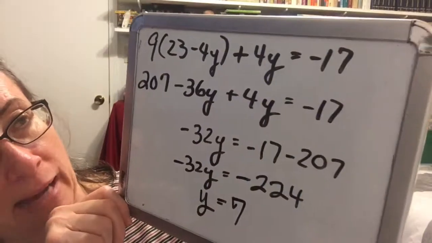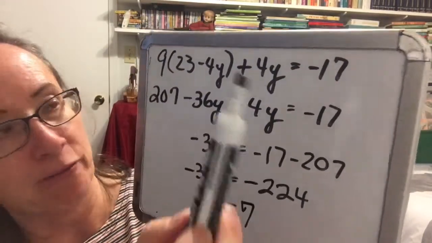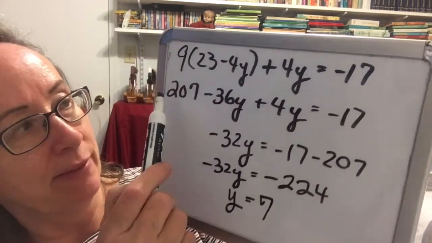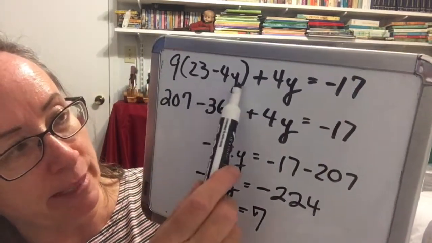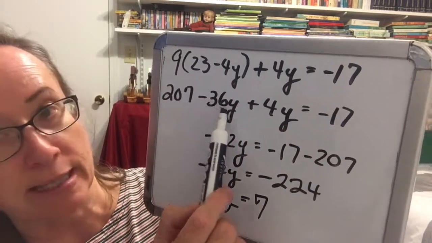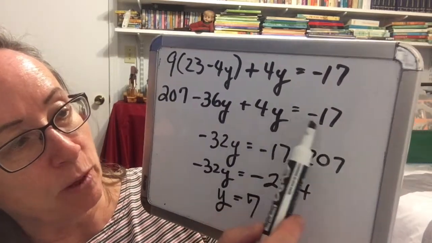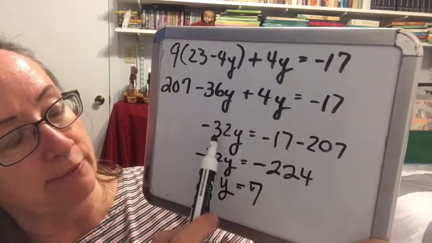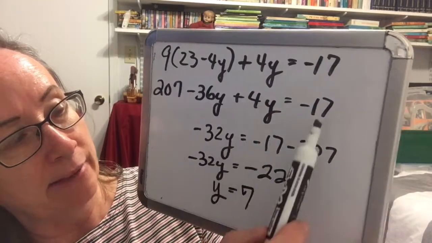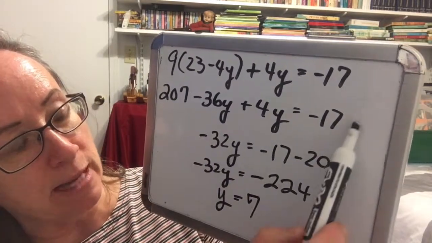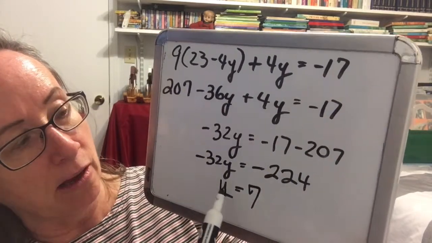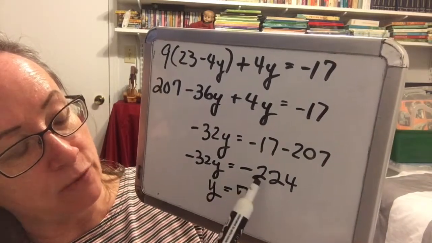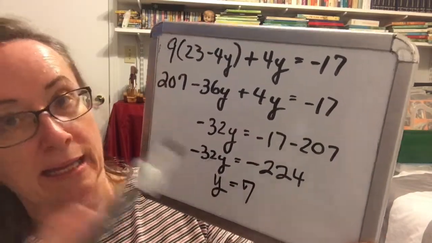All right, so I went ahead and did the math for you. This equation was the last one I showed you. And then I distributed the 9 through here and got 207 minus 36y, and then plus the 4y is the negative 17. The negative 36y and the 4y gives you negative 32y. And then I brought the 207 around to make it a negative 207 on that side. And then I ended up with negative 32y is negative 224, or y is 7.